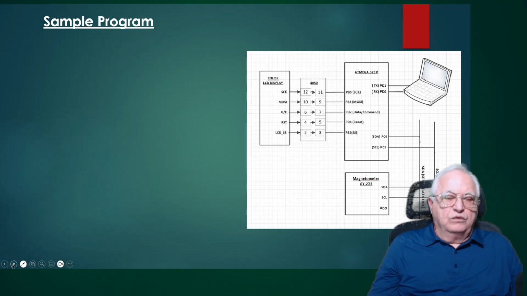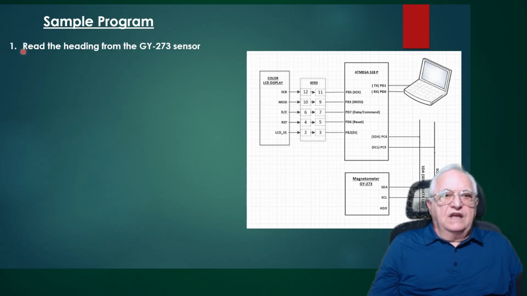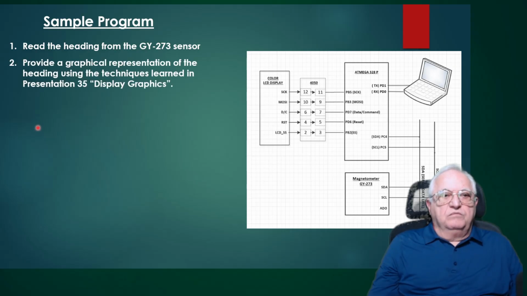So let's look at what we're going to do in sample program 1. First, we're going to read heading from the GY273 sensor. Next, provide a graphical representation of the heading using techniques learned in Presentation 35, display graphics. What we want to do here is write on the display a graphic of how the magnetometer is moving.